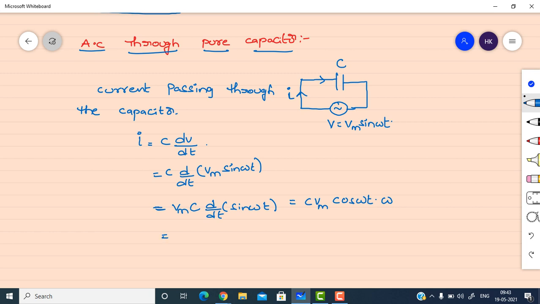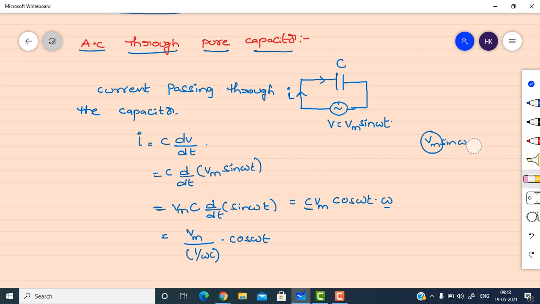This I am writing as Vm by 1 by omega c, into cos omega t. We have C and omega, omega C is there in the equation. That omega C I am writing in the denominator, 1 by omega C. Why am I writing it here? Because our standard equation is Vm sin omega t plus or minus phi. Apart from Vm there are no other terms, but here we have omega C. So that's why I am writing it in the denominator.